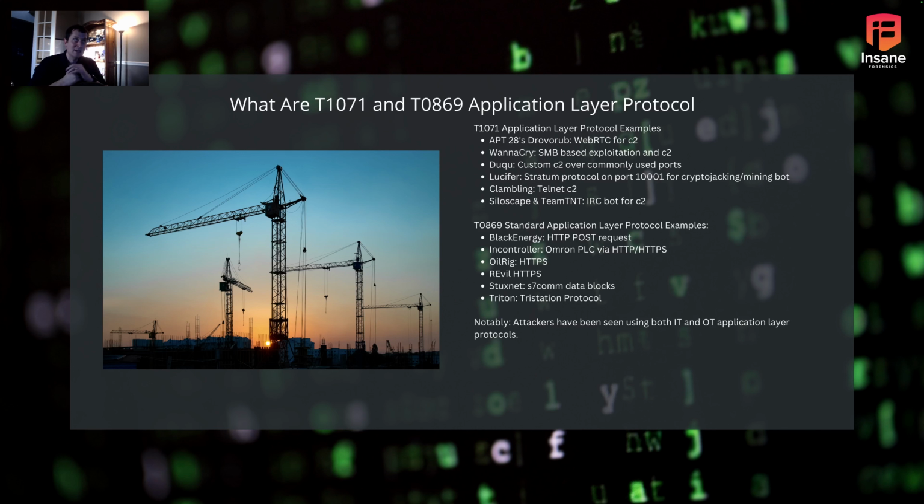other networks. Dooku, what's interesting on here, right? This is believed to be the cousin of Stuxnet. And in the enterprise matrix, they actually call out Dooku and say, hey, it's custom C2 over commonly used ports and protocols. Lucifer, another one, Stratum for cryptojacking and mining, another protocol, Telnet. We have IRC for Siloscape and Team TNT. And so, the possibilities are endless on here.